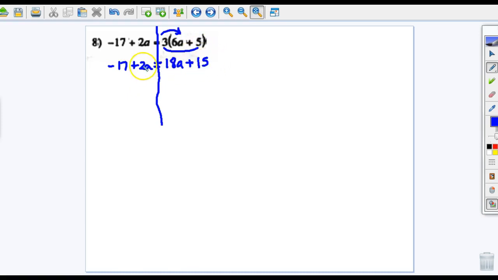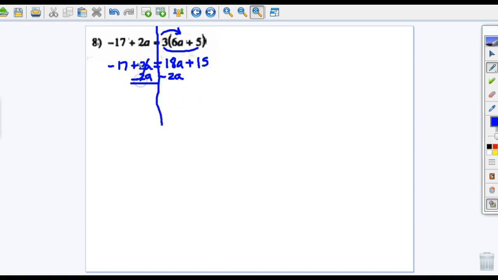So the goal is to have the variable on one side or the other. I don't care what side it is until the end. So for now, I'm going to look at that and see that 2a is smaller than 18a. So I'm going to move that over first. And I could do my number or my variable first, but I prefer, it doesn't matter which way you do it, I prefer to move my variable over so I know where I'm moving my number to.